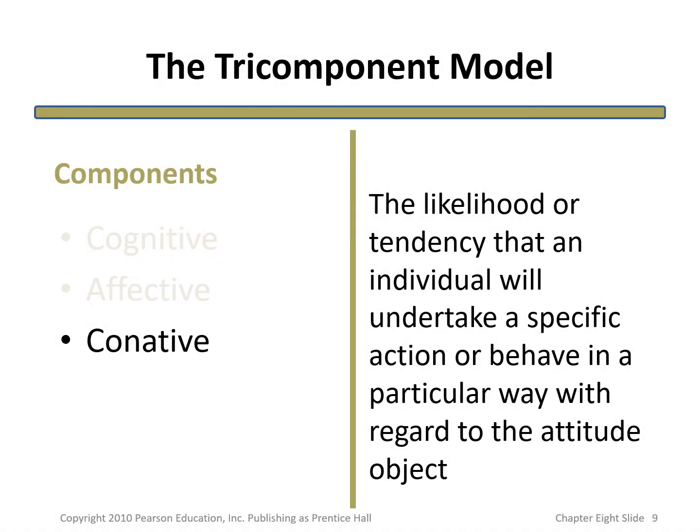The third component is conative: the likelihood or tendency that an individual will undertake a specific action or behave in a particular way with regard to the attitude object. In conative, we're talking about how we show some act or behavior when we agree on specific information that came from the commercial, or from the advertisement in a magazine, or any kind of information that we saw from the advertisement.